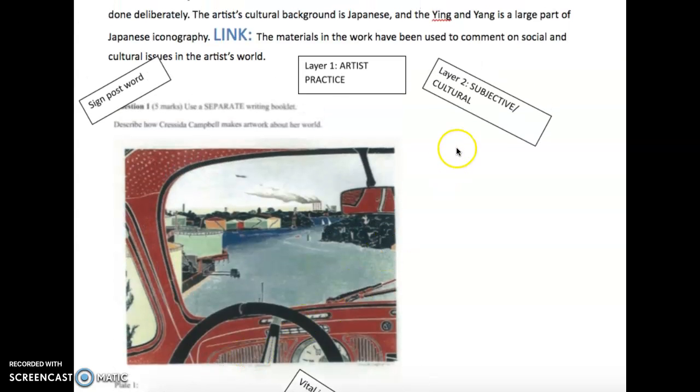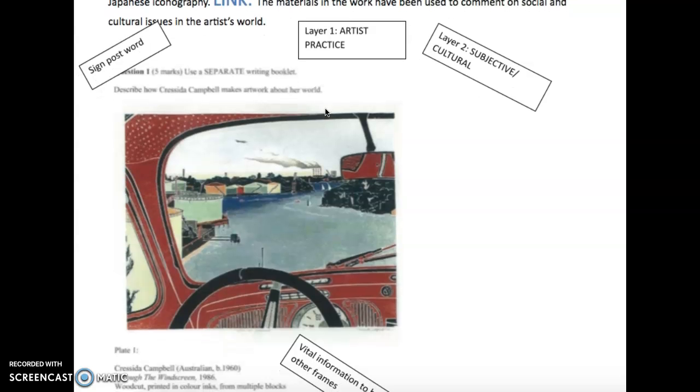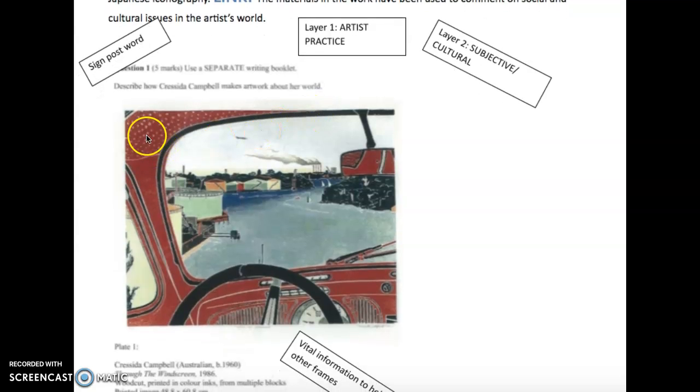The next part is world, which I think you could connect to the subjective frame, because see how it says her world. It's personal experience, like her personal narrative, linking it back to Frida Kahlo if you wanted to use similar ideas. Or cultural, because it's talking about her world, so the world that she lived in, the time that she lived in. So that is how I've broken up this question.